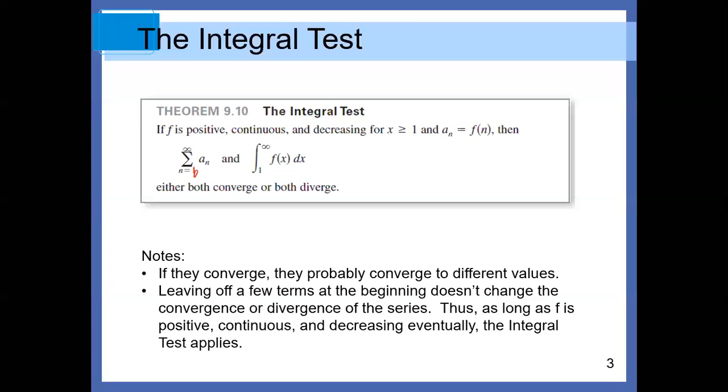If this was B and this was B, and this positive decreasing thing happens starting at B, okay? As long as f is positive, continuous, decreasing, eventually the integral test will apply, okay? So the integral and the series converge or diverge together, okay?